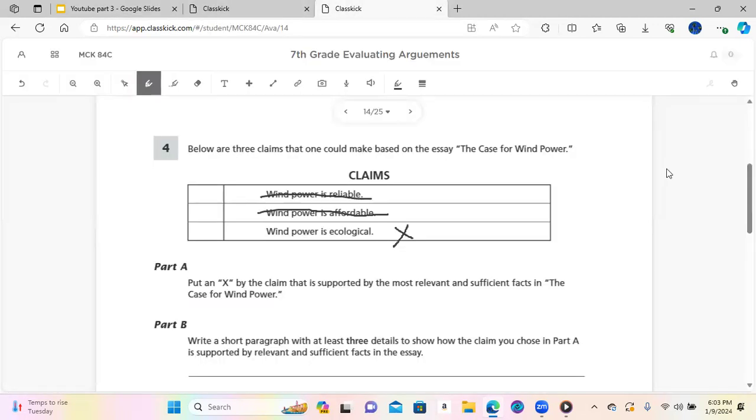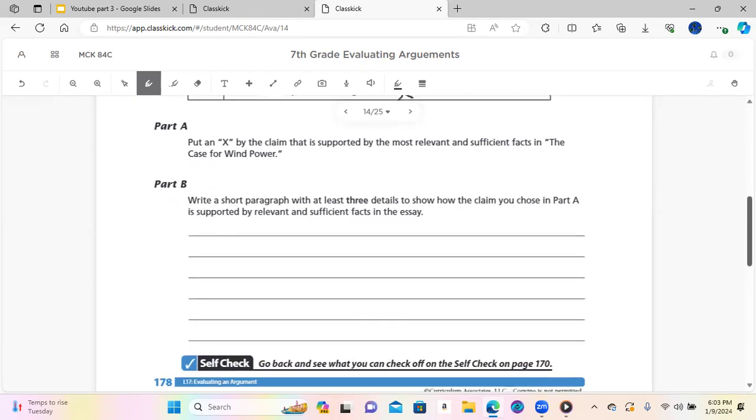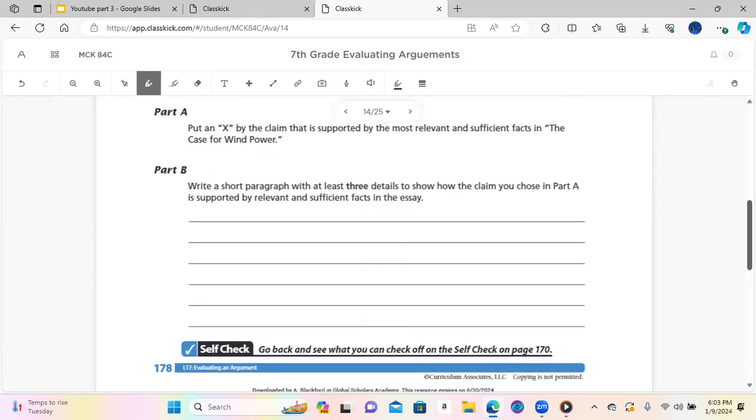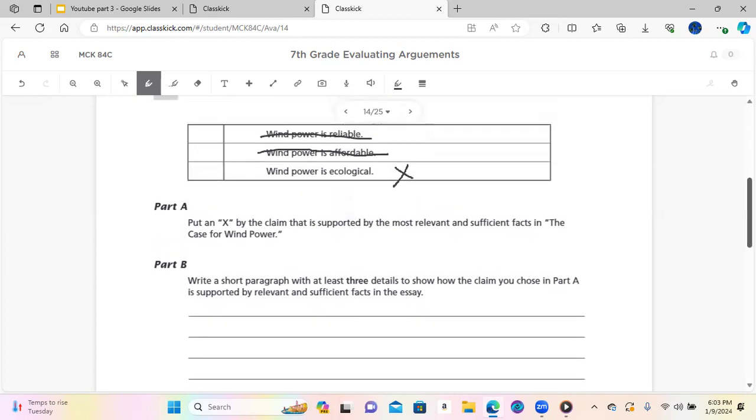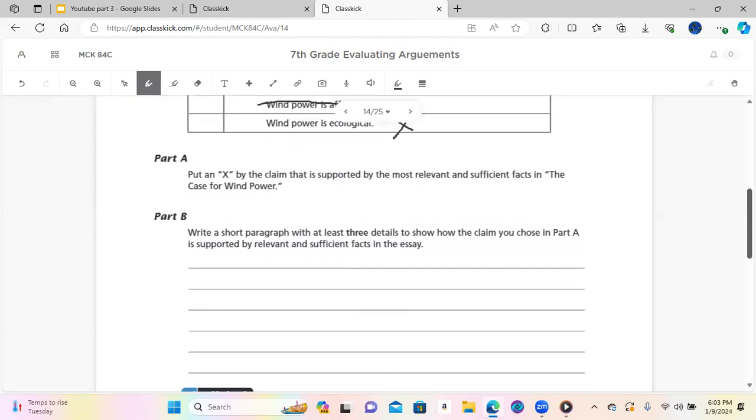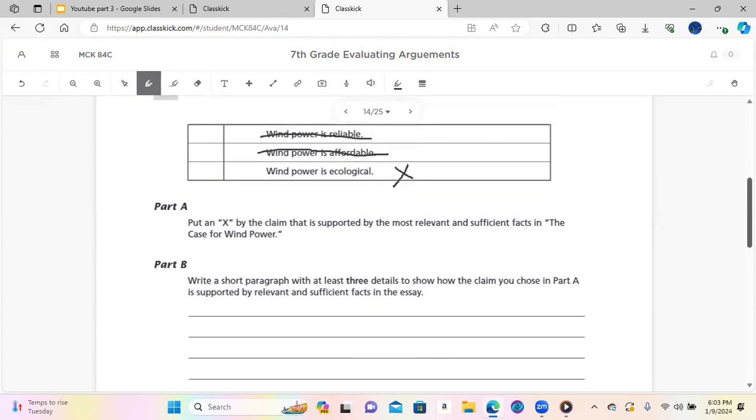Okay, let's finish our written response before we go. It says, write a short paragraph with at least 3 details to show how the claim you chose in part A is supported by relevant and sufficient facts in the essay. So why is it ecological? So you can pause the video, go back to the text.